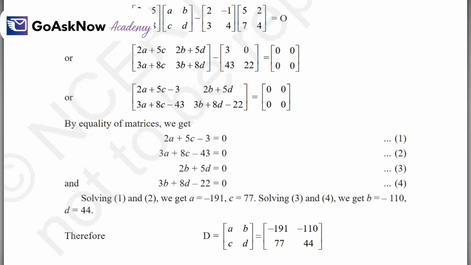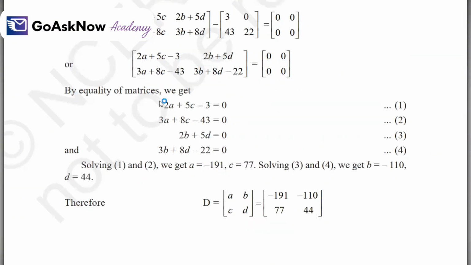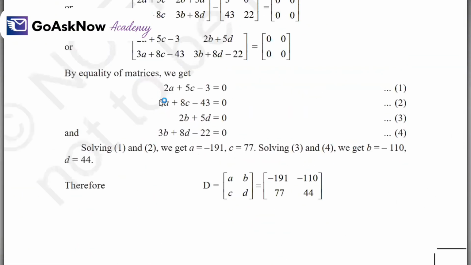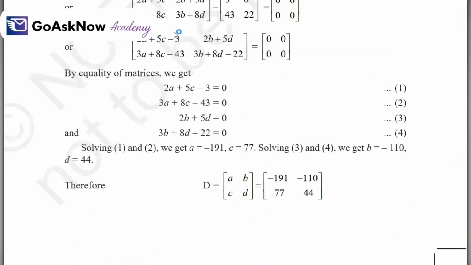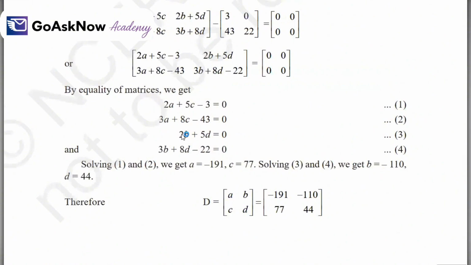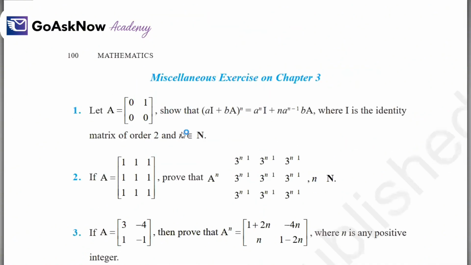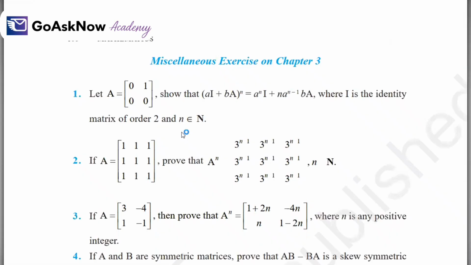You are getting linear equations in two variables, and they are of two types. One is the a and c type, and the second is the b and d type. Solving first and second, we will get that a is equal to minus 191, c is equal to 77, and solving 3 and 4, we get b is equal to minus 110 and d is equal to 44. Therefore your D matrix is [-191, -110; 77, 44]. So yeah, I hope that you got this question.